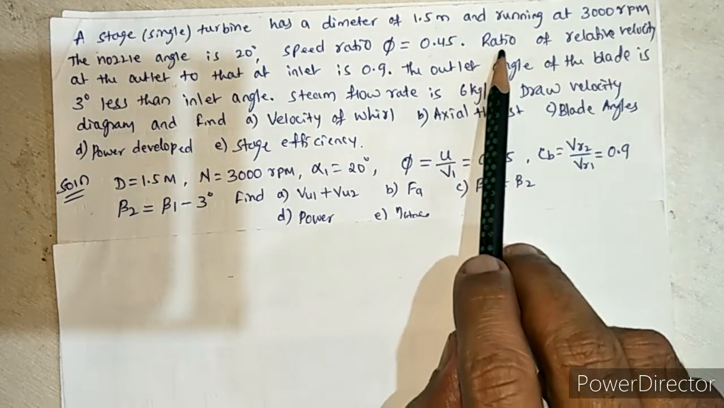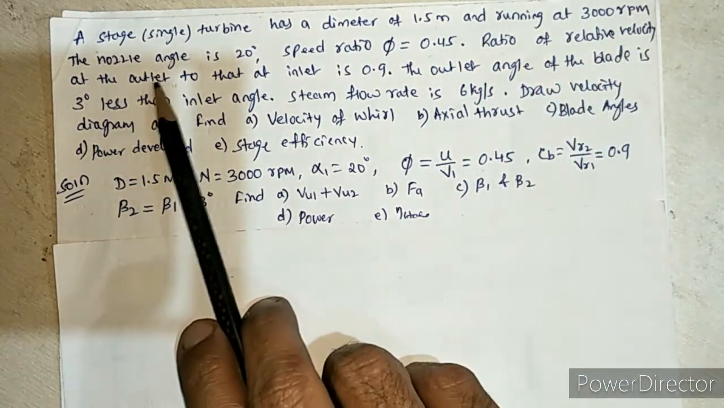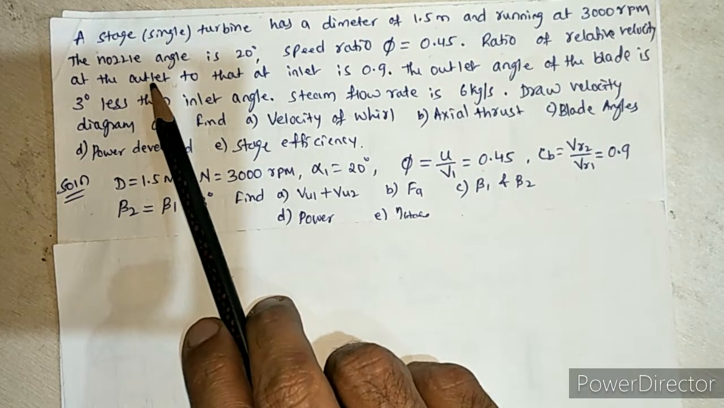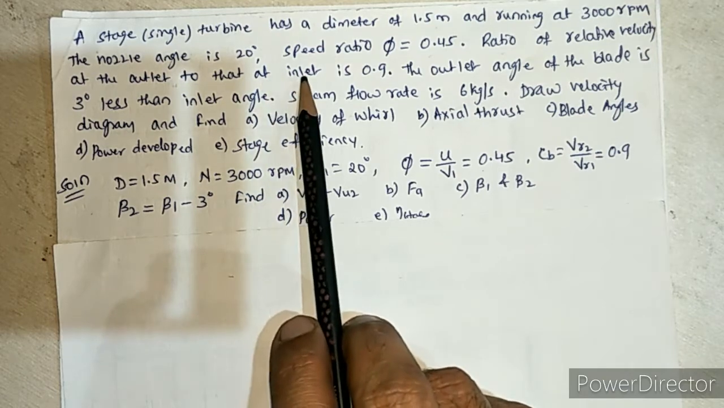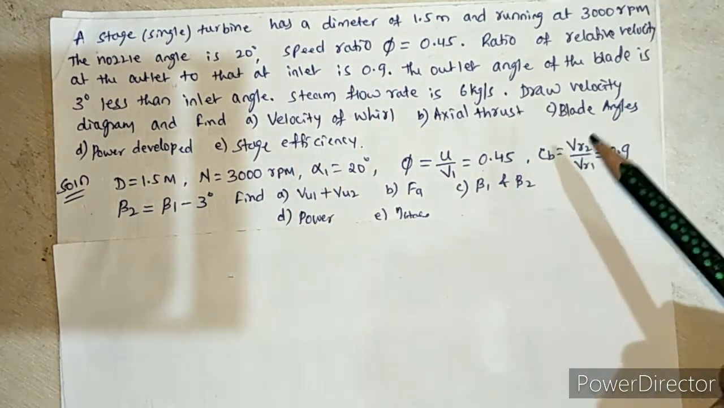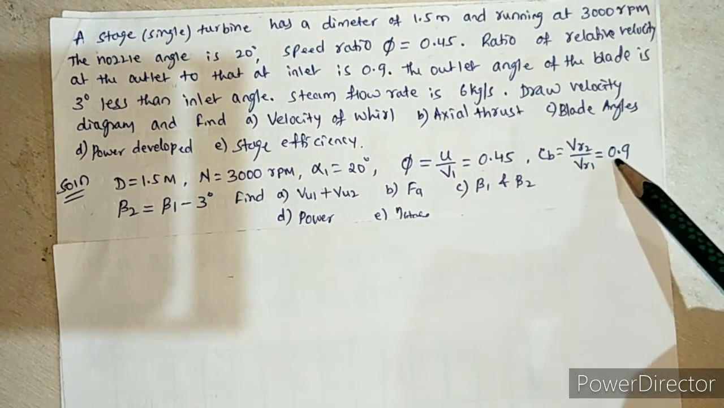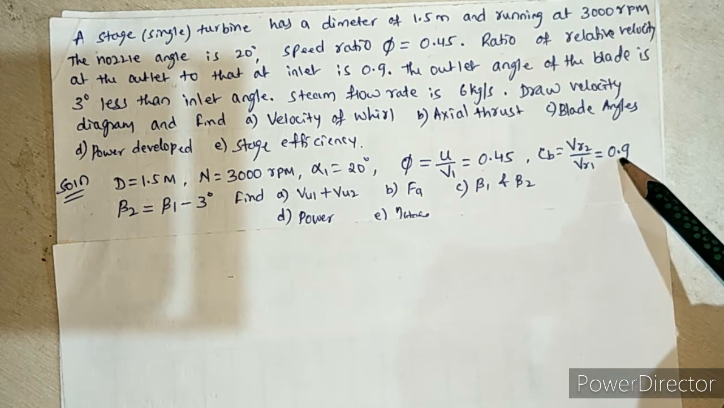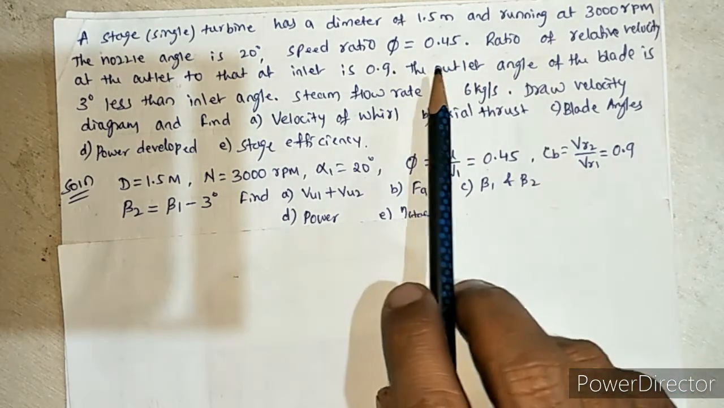Then the ratio of relative velocity at the outlet, that is VR2, to that at the inlet, that is VR1, is 0.9. So VR2 by VR1 is equal to 0.9. There is friction occurring, in which 10% is lost, we can say.